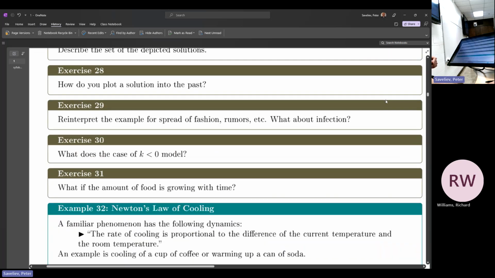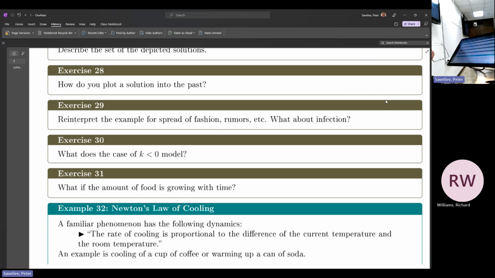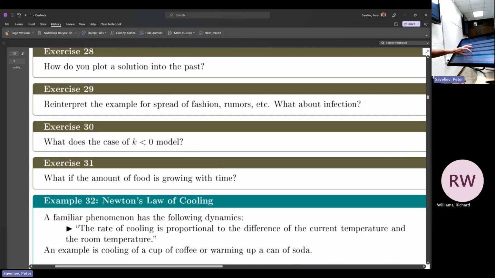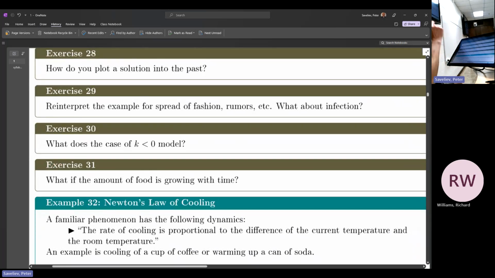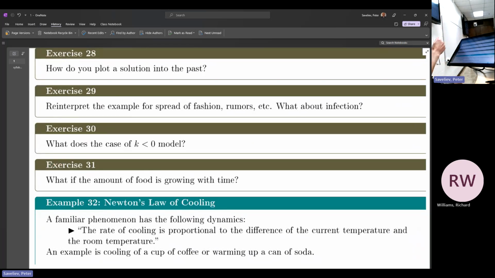Some exercises. Actually, this is another model. In addition to radioactive decay, here's cooling and heating. It goes all the way back to Newton. This is the description: the rate of cooling is proportional to the difference of the current temperature and the room temperature. As you can see, it is slightly simpler than the last model because there's only one quantity on the right-hand side. What we're saying here is that the closer the temperature is to the room temperature, the slower it is changing. That makes perfect sense.